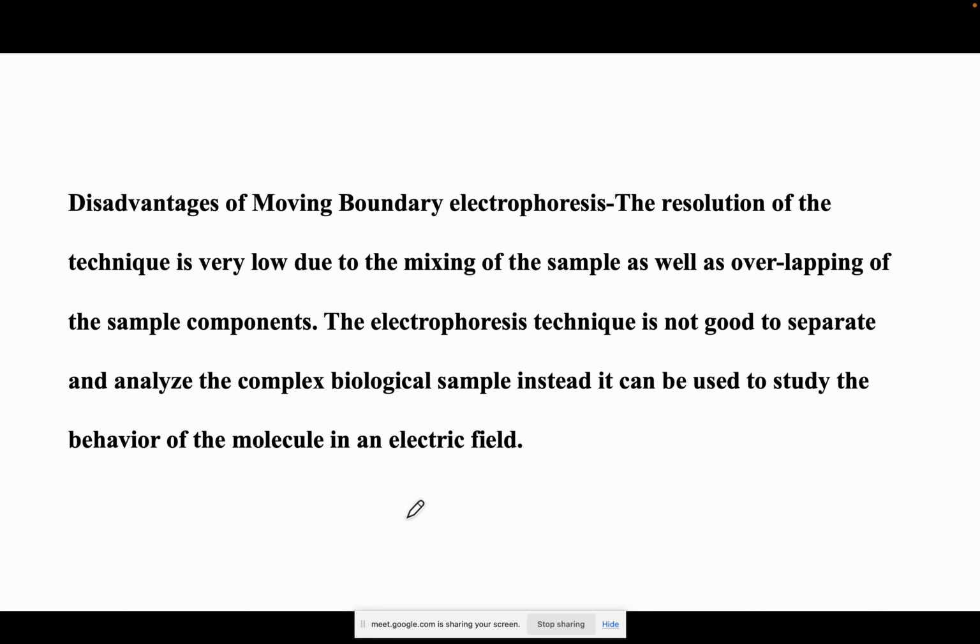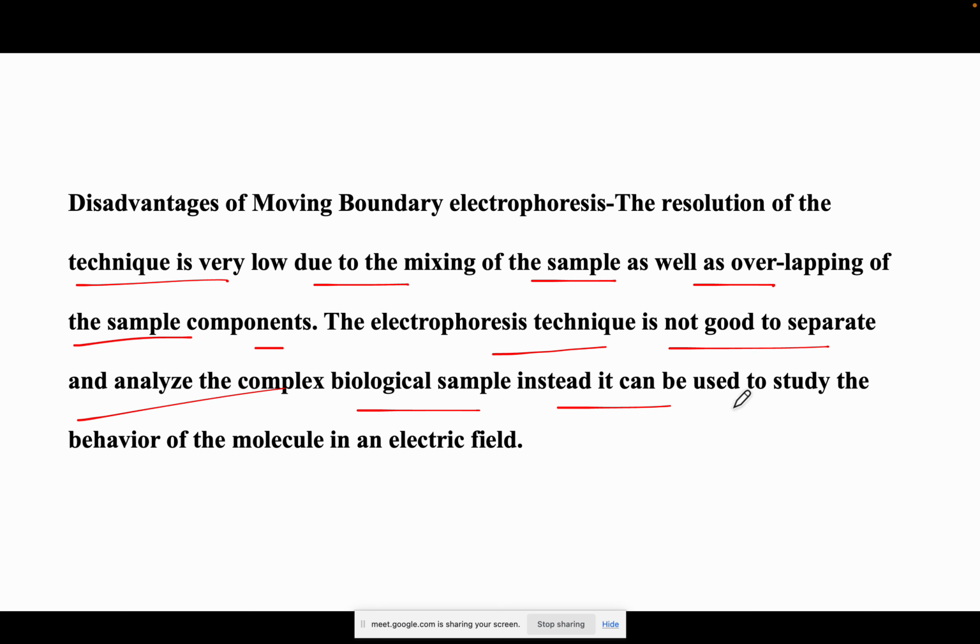But there is some disadvantage of this moving boundary electrophoresis, which is that the resolution of the technique is very low. Resolution means the ability to distinguish between two different macromolecules, two different proteins, two different DNAs, two different kinds of RNAs and so on. The resolution of the technique is very low due to the mixing of the sample as well as overlapping of the sample components. The electrophoresis technique is not good to separate and analyze a complex biological sample. Instead, it can be used to study the behavior of the molecule in an electric field.